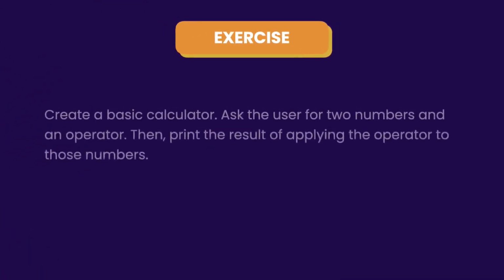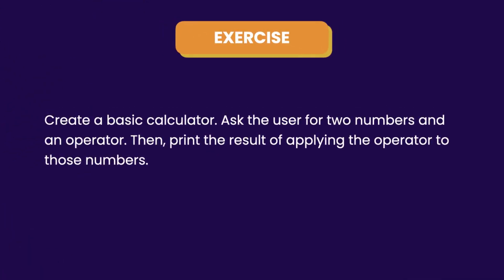Now, as your exercise, I want you to create a basic calculator. So ask the user for 2 numbers and an operator, then print the result of applying the operator to those numbers. And if the user enters an invalid operator, then you should print a message like invalid operator. So spend a couple minutes on this, then come back and see my solution.